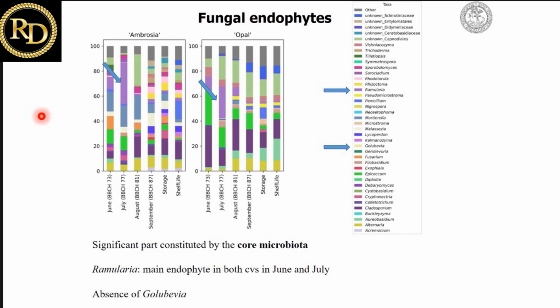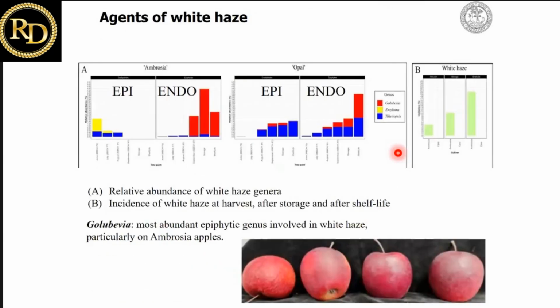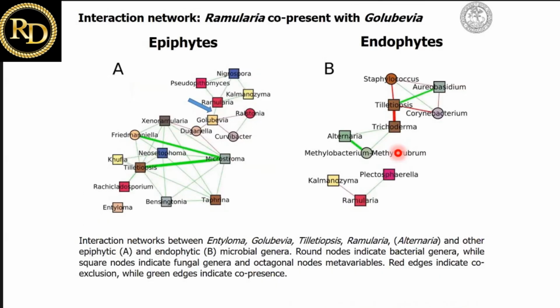And always from this study, you could see that Golubevia, the other pathogen agent of white haze, is never present. So Golubevia comes from the air in the orchard. And now we are trying to understand by spore trap where it is coming from. Well, I also add that we did some microbiology study to understand the network of the pathogen inside the fruit. And it's very interesting to show that Golubevia has a very close correlation with the Ramularia. So the two pathogens are growing in very similar conditions.